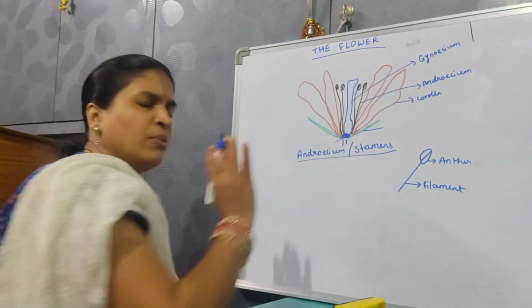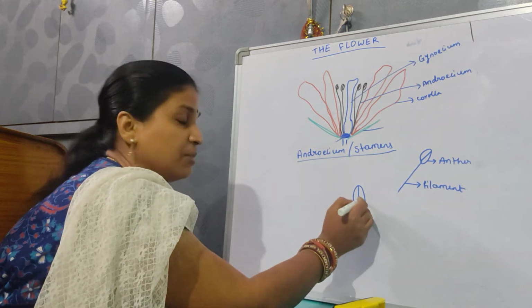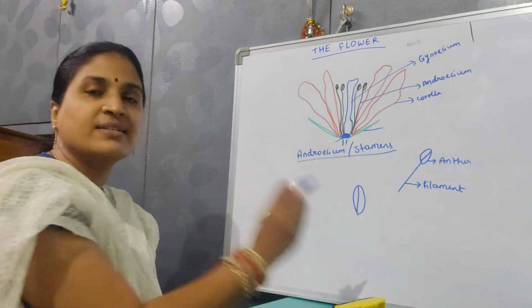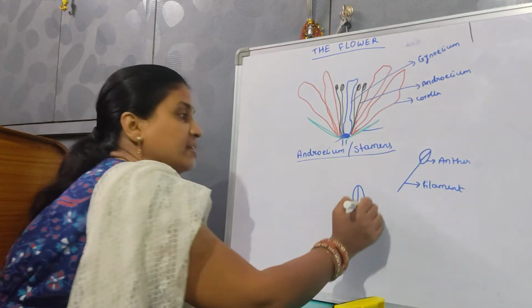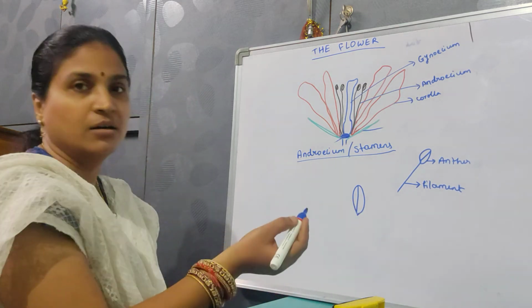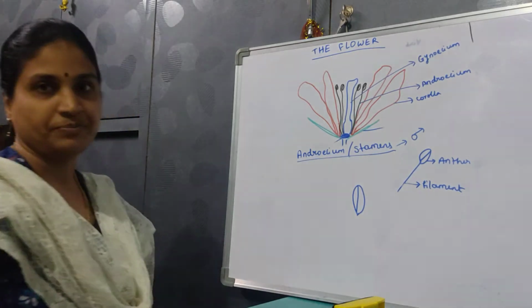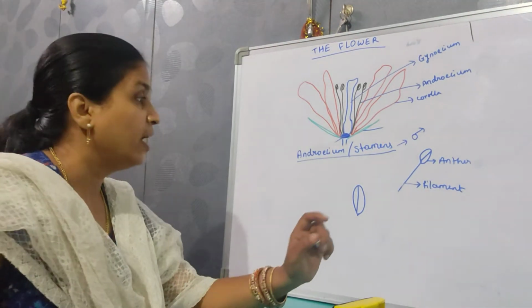This anther mostly will be bilobed, having two chambers, and these two chambers will have two pollen sacs. Inside the pollen sacs, the pollen grains will be present. These pollen grains are nothing but the male gametes. This is the male reproductive part, the anther.